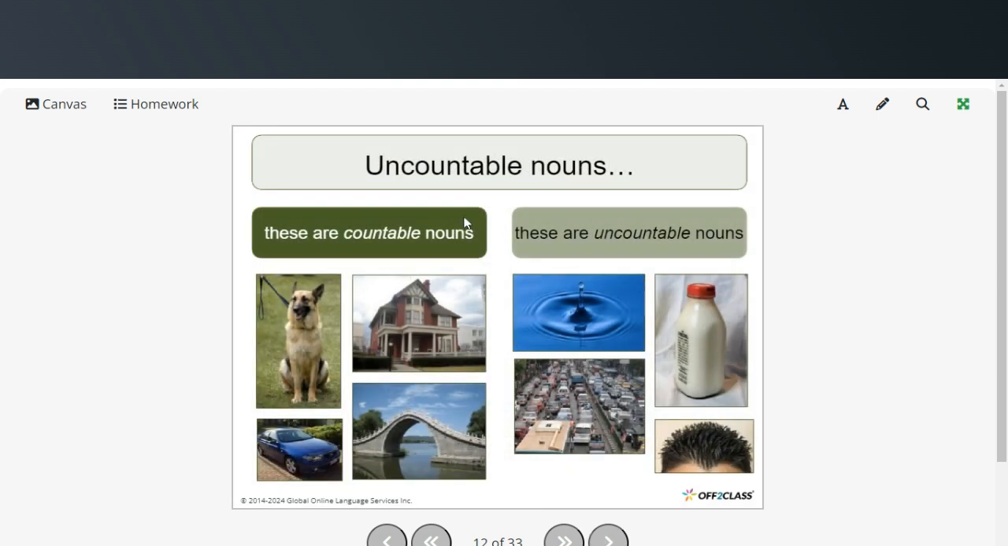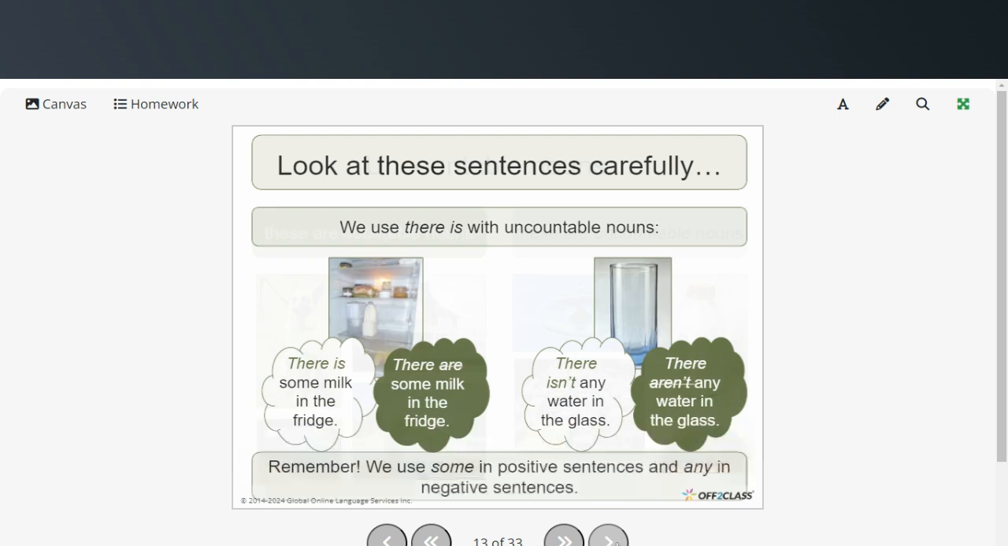All right, so I'm going to review again uncountable nouns. So these are countable nouns: dog, house, car, bridge, and uncountable nouns: water, milk, traffic, hair. So we use there is with uncountable nouns. There is some milk in the fridge. So you would not say there are some milk in the fridge. There isn't any water in the glass. So you can't say there aren't any water in the glass.